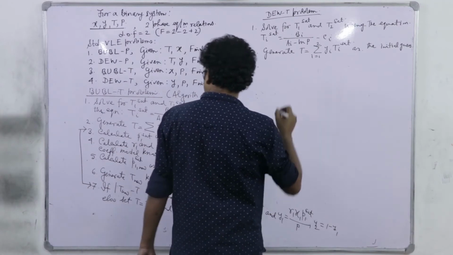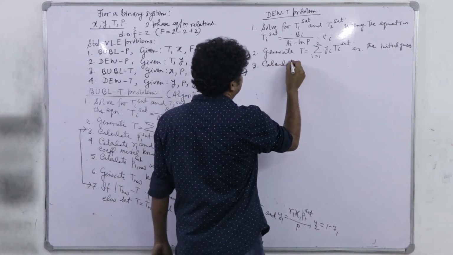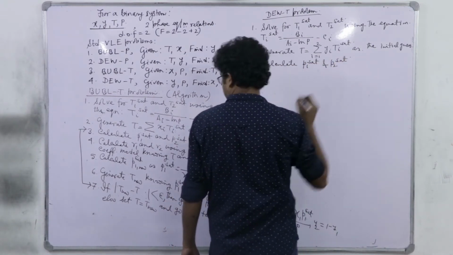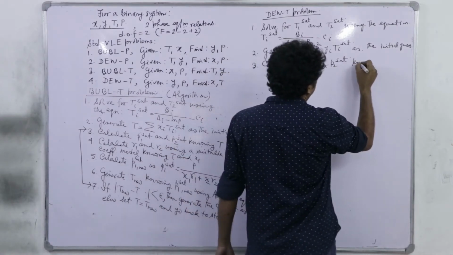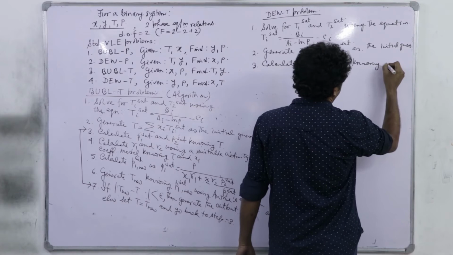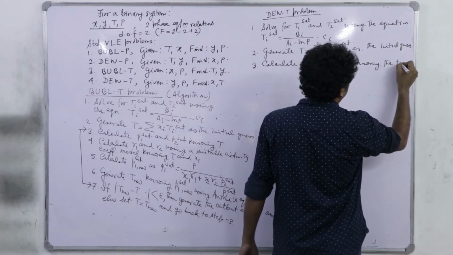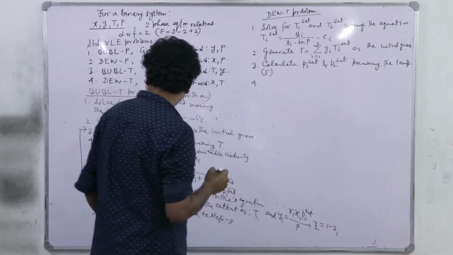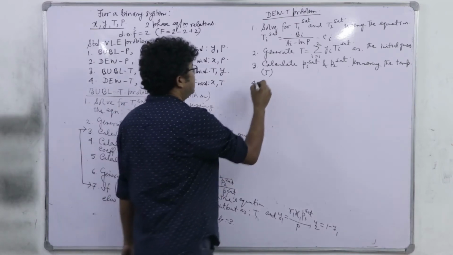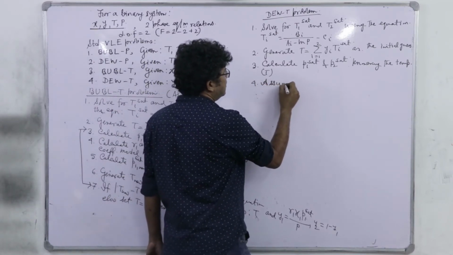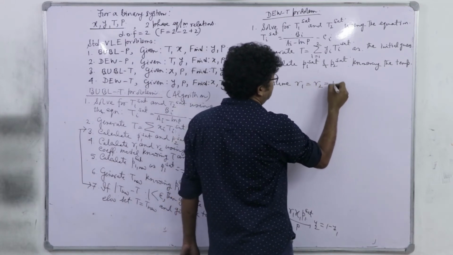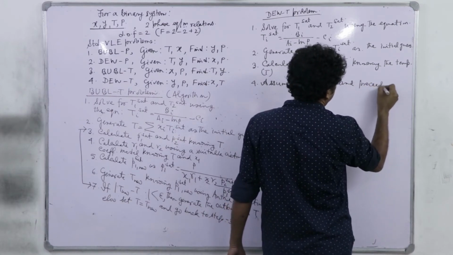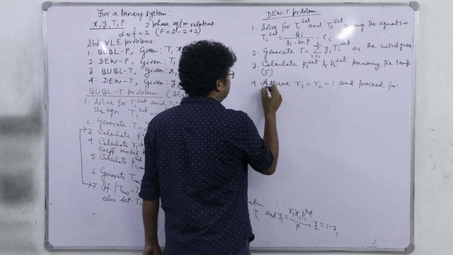Step 3 is to calculate the vapor pressure, that is P1 sat and P2 sat, knowing the temperature. Four, assume gamma 1 is equal to gamma 2 equal to 1 and proceed to step 5.